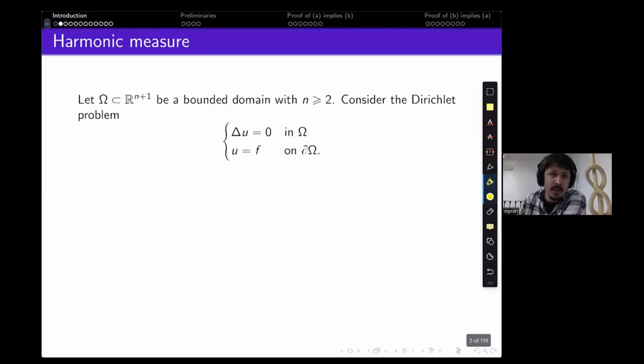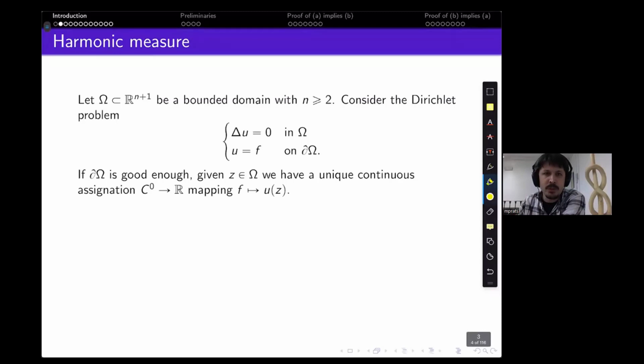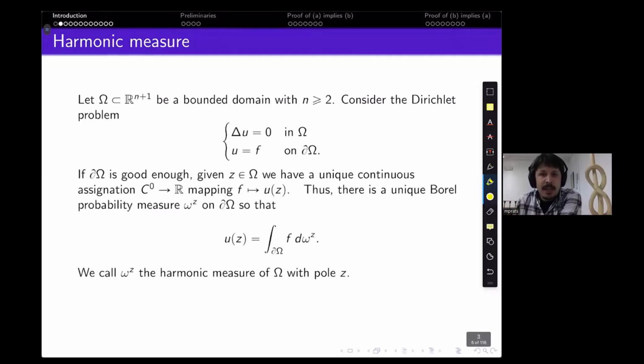So first I will talk about harmonic measure. As you know, the Dirichlet problem is solving this equation with boundary data f. If f is continuous and the domain is good enough, there is a continuous extension, and the pointwise value evaluation of the extension gives a unique probability measure, which is written omega^z. This means the harmonic measure with pole at z.